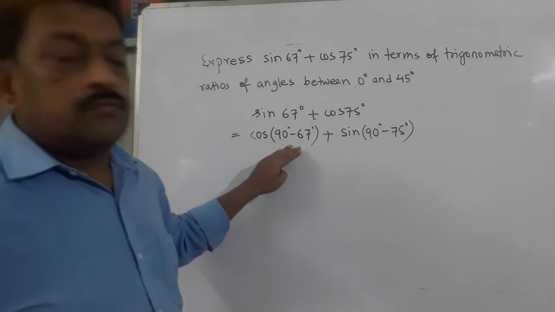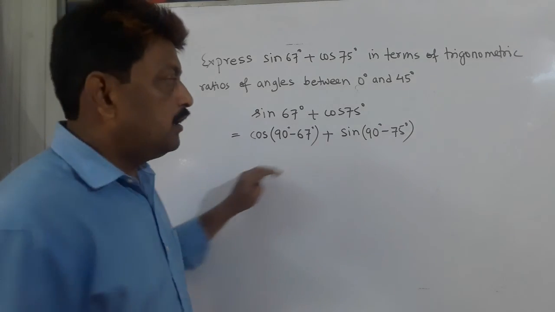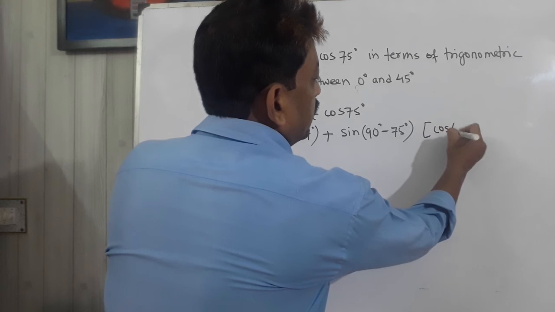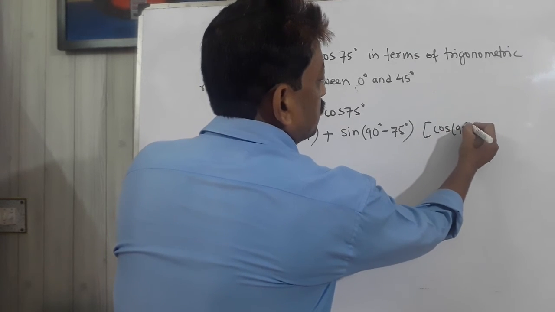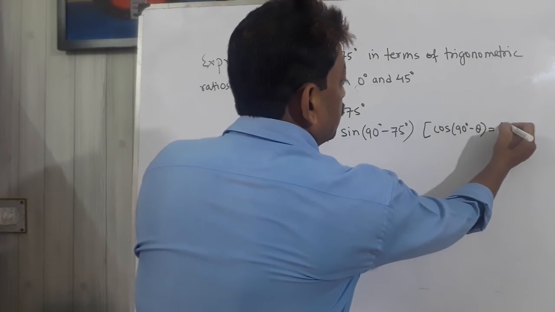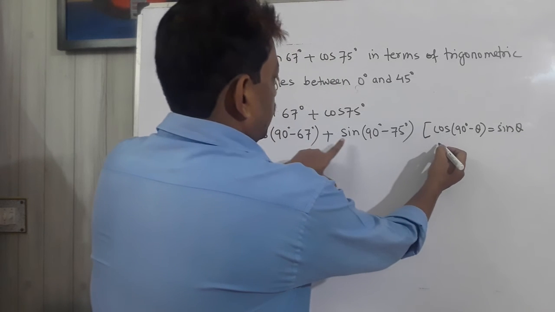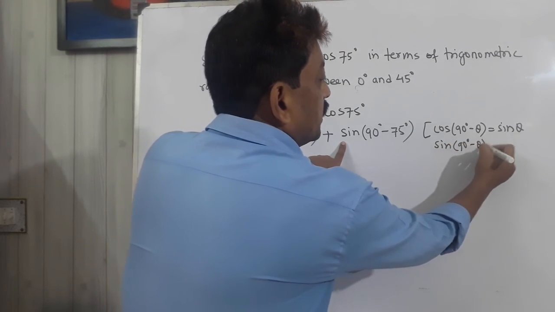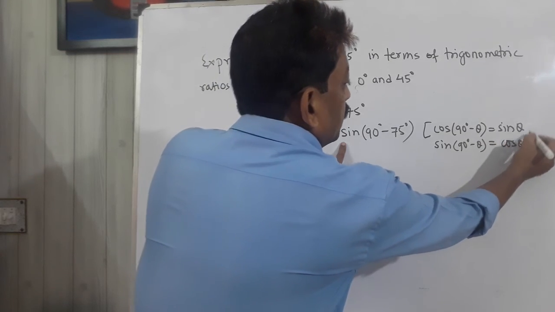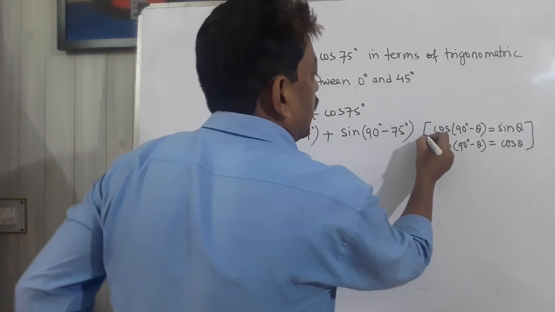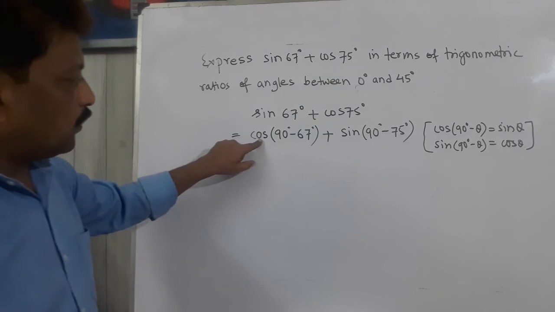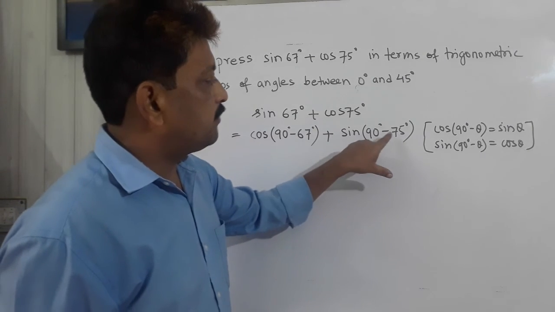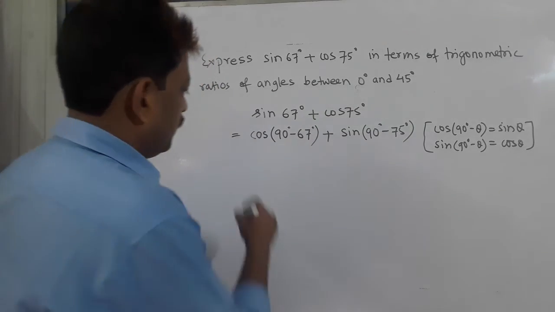We are using the formula of complementary angles. What formula have I used? Here I have used cos(90 degrees minus theta) equals sin theta, and here I have used sin(90 degrees minus theta) equals cos theta. These two formulae I have used here. Okay, cos(90 minus theta) equals sin theta, and sin(90 degrees minus theta) equals cos theta.